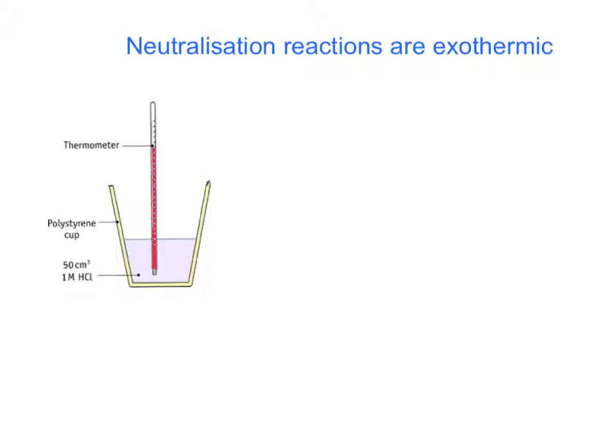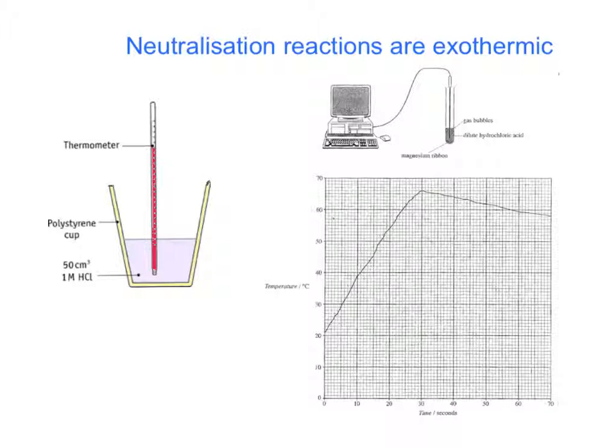Another important aspect of neutralization reactions is that they are exothermic, which means that if you put an alkali into this acid in a beaker, in this case we have hydrochloric acid, adding an alkali will make the temperature rise as the neutralization reaction happens. A clever way of monitoring this temperature rise is to use some computerized apparatus with a digital thermometer in your mixture. The computer will track the temperature as it rises over time.